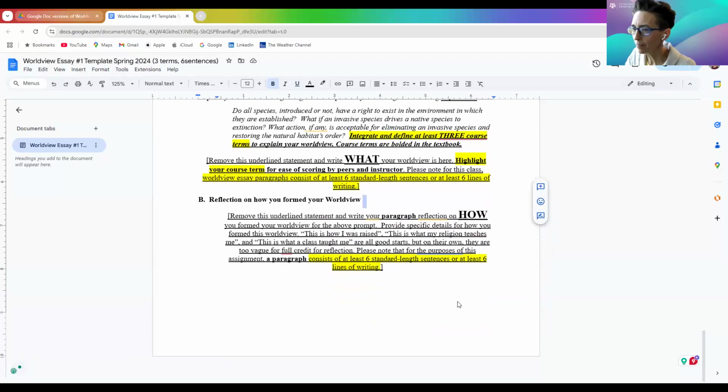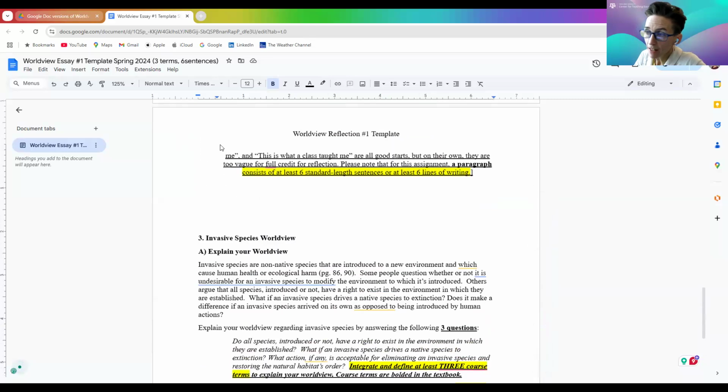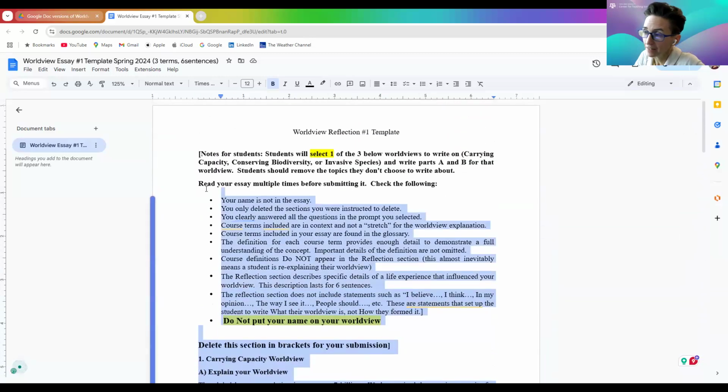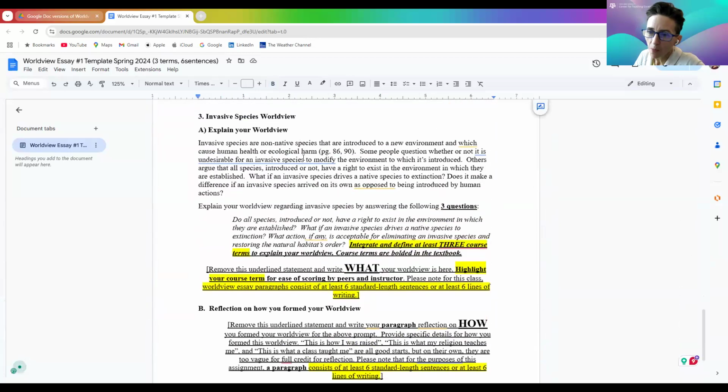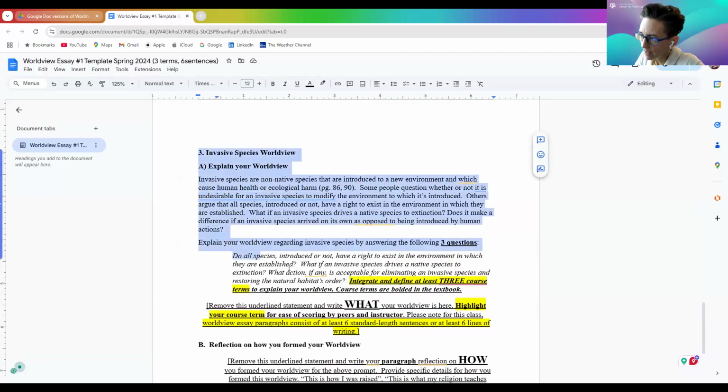Okay, moving on. I have a quick question. So you're talking about removing items in the brackets. Does that mean we submit this entire document with just our responses in the brackets? Yeah, so here's what you do. Let's say you wanted to write on invasive species. Everything that happens before this, you would just delete, up until maybe the header. So you delete all the prompts that are not the prompt that you're talking about.